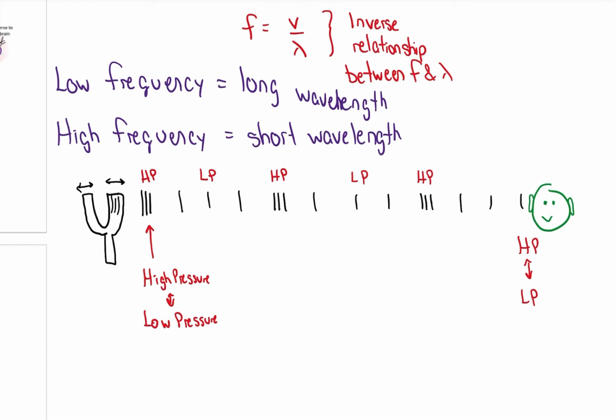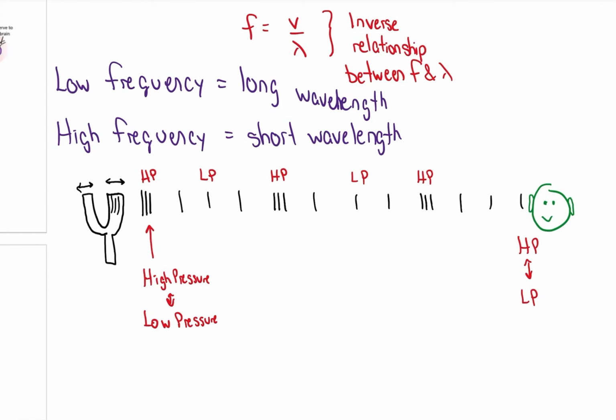Based on how quickly the high pressure to low pressure change is happening, your brain decodes the frequency, or the pitch. If it's a high frequency tuning fork, then the high pressure to low pressure alternates very quickly, and your ear is going to hear that as a high pitch. If it's a low frequency tuning fork, then they alternate between high pressure and low pressure a little bit slower, and your brain decodes that as a low pitch.